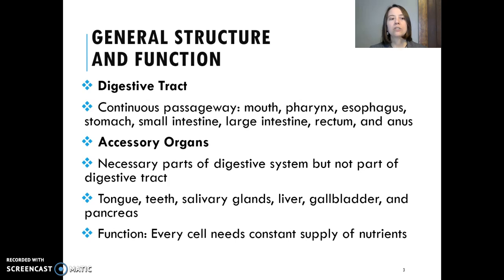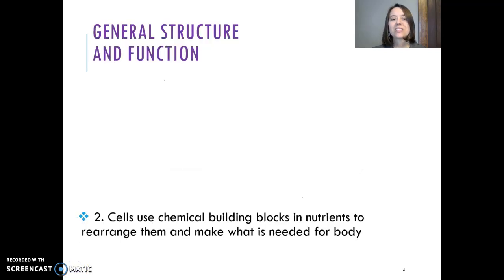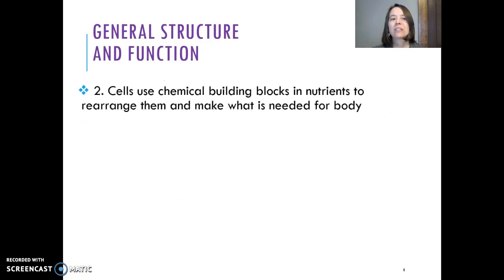So what about the function of the digestive system? Every cell needs a constant supply of nutrients, and the digestive system does quite a bit to make that happen. First off, cells use energy contained in the nutrients. Your cells can also use chemical building blocks in the nutrients to rearrange and make what is needed for the body. For example, if you eat some protein, but it's not the exact protein your body needs, it can break it down and then use the amino acids to make the protein that it needs.